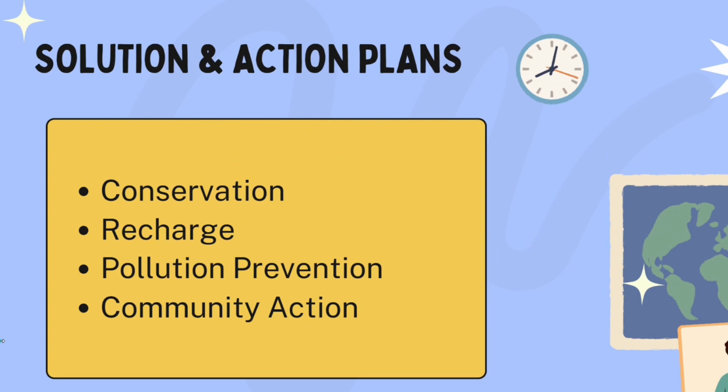So, what can we do to address these residential water issues? We can do conservation, where we use water-saving appliances and fix leaks. Second, in terms of recharge, we can create rain gardens and use permeable surfaces to enhance infiltration. Then, for pollution prevention, we need to properly dispose of household chemicals and maintain septic systems. And lastly, the community can also get involved and take action by advocating for sustainable groundwater management policies.